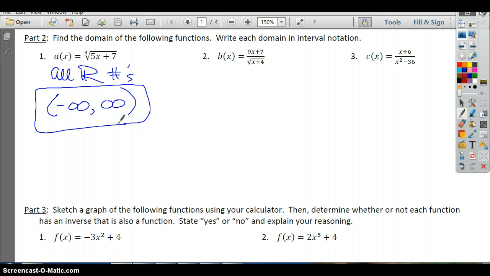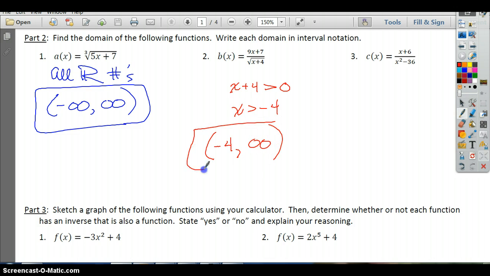In number 2, you got 2 restrictions here. We cannot have 0 in the denominator, nor can we take the square root of a negative number. So that means x plus 4 has to be greater than 0, because we can't divide by 0 and we can't have a negative. So we know that this has to be a positive number, which would be greater than 0. So we solve this for x. That means x has to be greater than negative 4. So your domain, negative 4 is not included because that would give you 0, thus the parenthesis. And that can go up to positive infinity because we're greater than negative 4. Here's your domain for number 2.